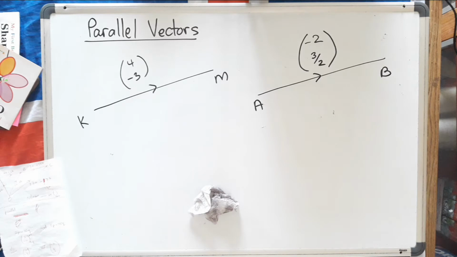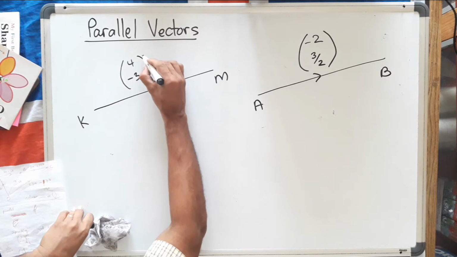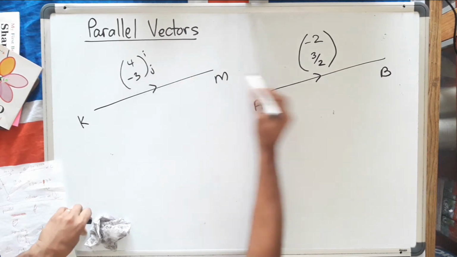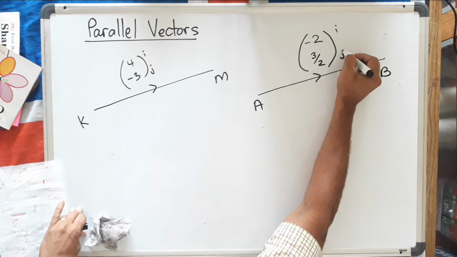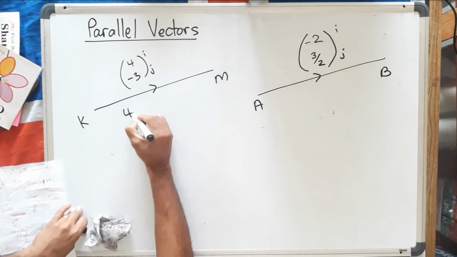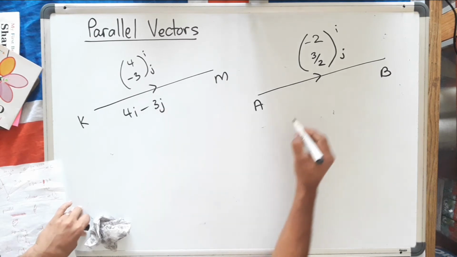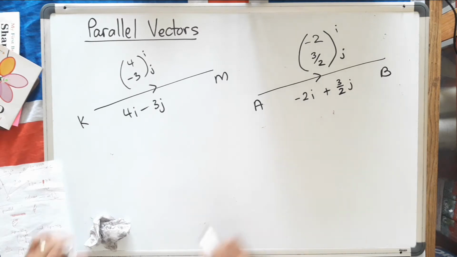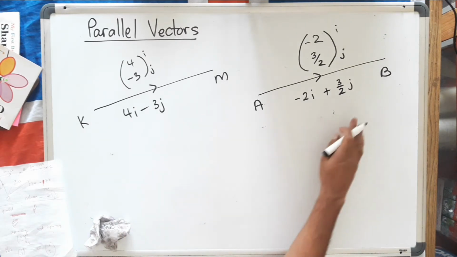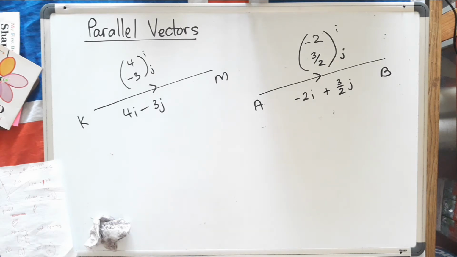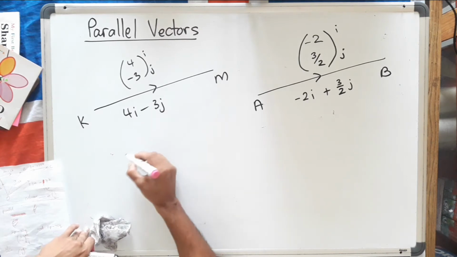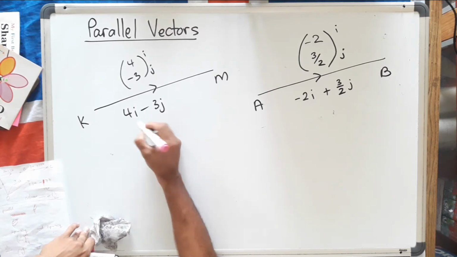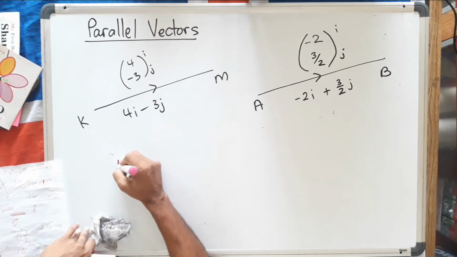Well, to prove they are parallel, remember, when you're writing the vertical form, the column form, the top is i and the underneath is j. The top is i and the underneath is j. So you could write it back like this, 4i minus 3j if you want. And this is minus 2i plus 3/2 j. All we need to do is factorize them, and if they look the same in the brackets, then they are parallel. So let's pull out. You might know what to pull out here, but like I said, look at the first letter. What is touching it? 4. So let's pull out the 4.